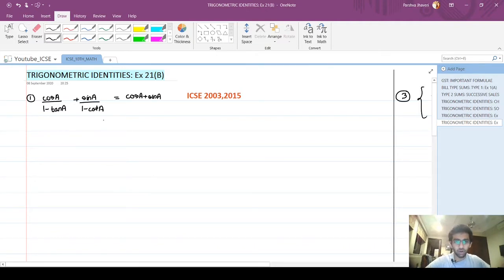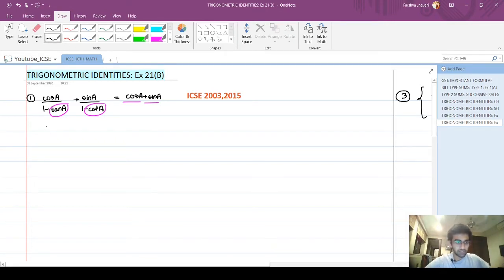This is our first sum. All the sums again are proof type. This was asked in ICSE 2015 and 2003, so it seems like an important type. It's very easy. So how will I approach this sum? On my RHS, I need cos and sine. LHS is a mixture of cos, sine, tan, cot. So I'll write tan and cot in terms of sine and cos.